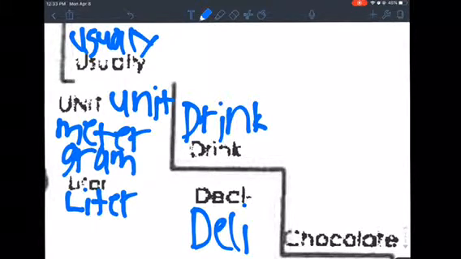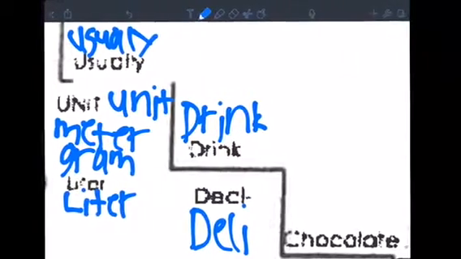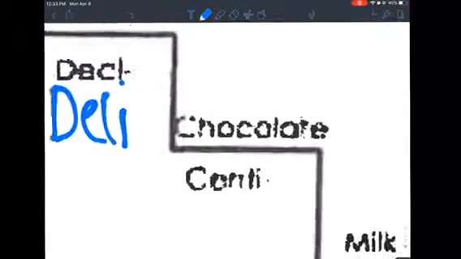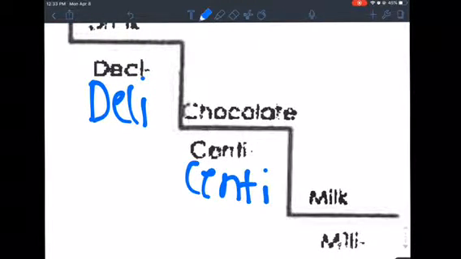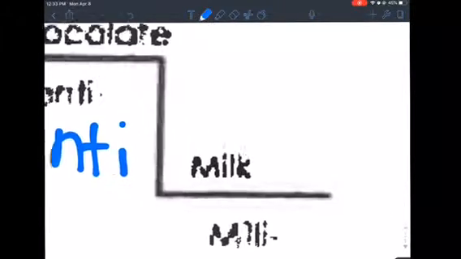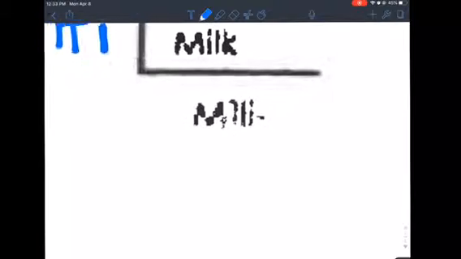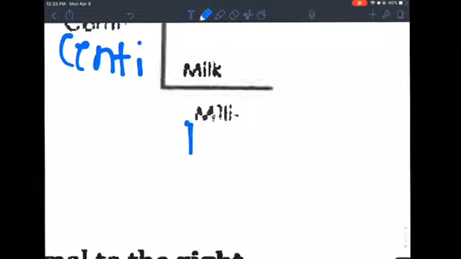So we have chocolate. I don't think you need to rewrite that. It's pretty clear. Chocolate, and then at the bottom you have centi. Centimeter, centigram. Okay. The bottom you have milk. I don't think you need to rewrite that, but if you need to, it's milk. And the bottom is milli.